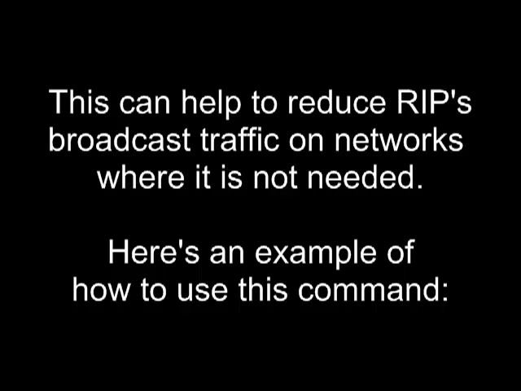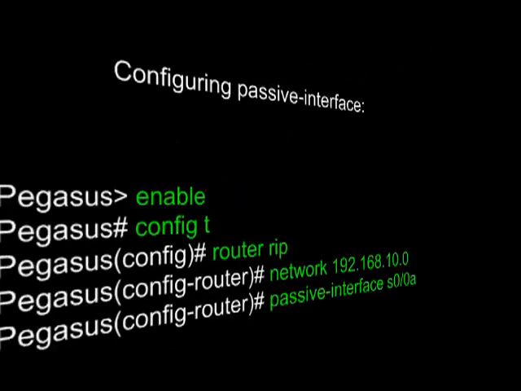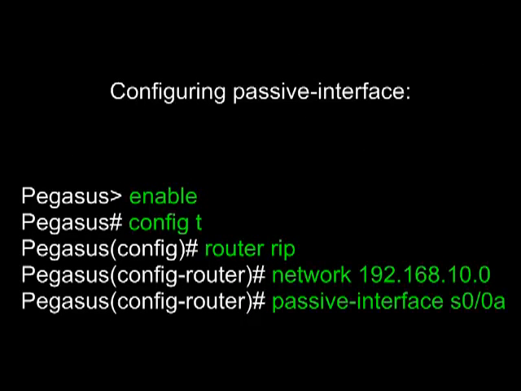Here's an example of how to use this command. From user mode, go to privilege mode with enable. From privilege mode, go to global configuration mode with config t. From global configuration mode, go to router configuration mode with router rip, and in the router configuration mode, simply specify passive-interface and the name of the interface you wish to make passive.